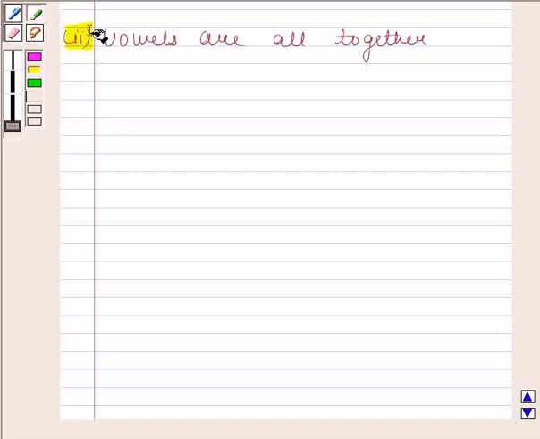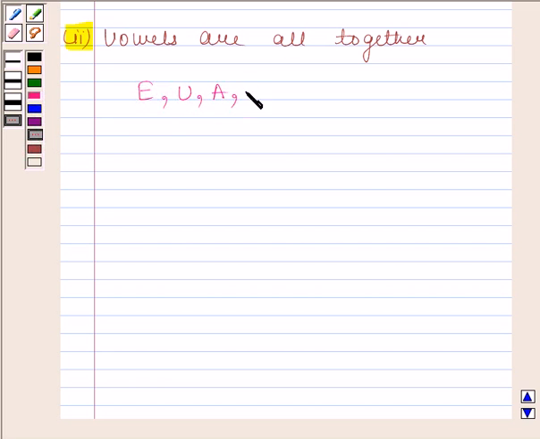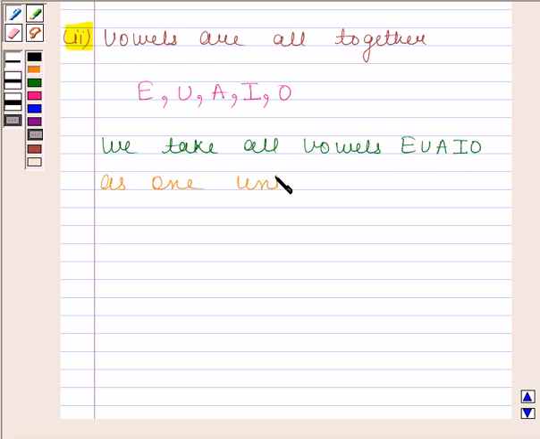Second part is, vowels are all together. Now there are 12 letters in the word permutations and we have to find the number of words where vowels are all together. Now the vowels in the word permutations are E, U, A, I and O. Now we take all vowels, that is E, U, A, I, O, as one unit. Now this unit will occupy one place.